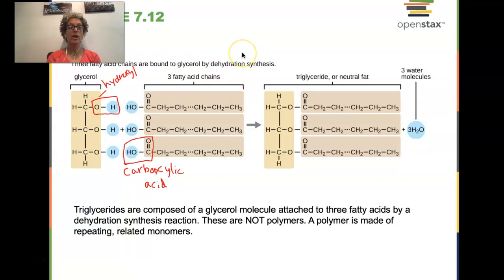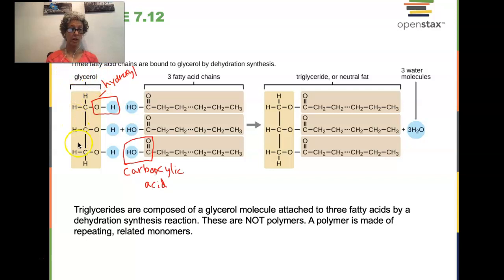Fatty acids are part of the category of lipids, and lipids are not polymers. They don't have one sort of monomer subunit that is linked together over and over again. They have components that are linked together, but then those components don't repeat. So this example is a triglyceride. Tri because there are 3 fatty acids, and glyceride because we have a glycerol.